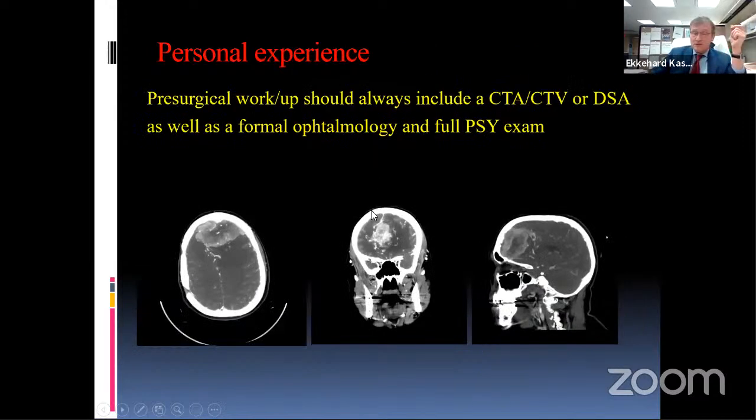The pre-surgical workup for these large access surgeries should include a CTA and CTV. I think you need to know where your vessels are coming from and what is the drainage pattern of the tumor and the surface of the brain. And I occasionally even obtained an angiogram early on. These days, I think CTAs are good enough and should work well. And I always get a formal ophthalmology and psychology examination prior to surgery.